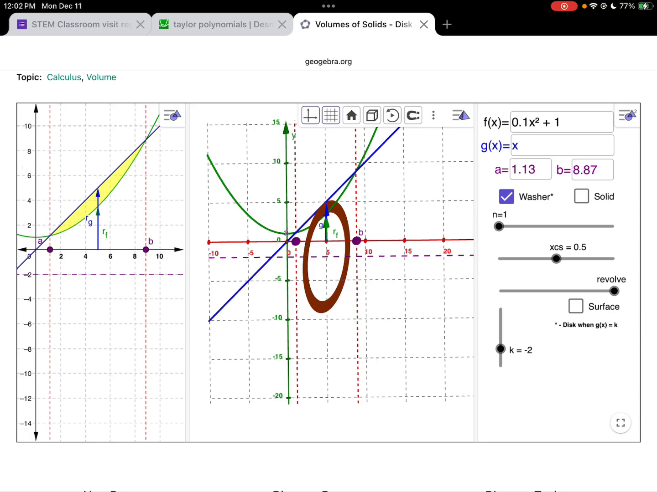To find the length of that radius, it's going to be from the x-axis to the green curve, which is 0.1 x squared plus 1, and then I need to add in the distance to the axis of rotation. So I add a plus 2. So it's going to be 0.1 x squared plus 3. And now I'll set up my integral and solve.